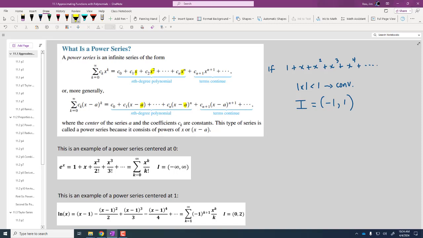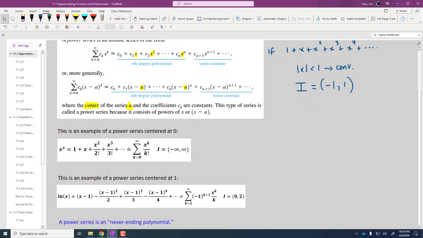If you have y equals x minus 2, you shift it to the right. X plus 2, you actually shift it to the left, right? The shift is always the opposite of what you see. So if A is positive, this would be shifted to the right. If A is negative, it would be shifted to the left. And we call A the center of the power series. So the center is A. Most of the power series we see are going to be centered at 0, but not all of them.